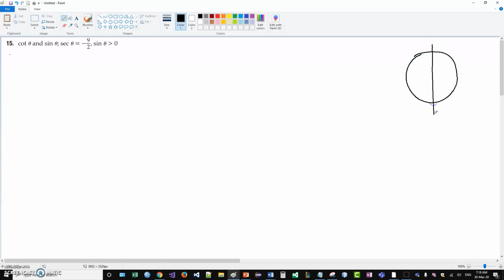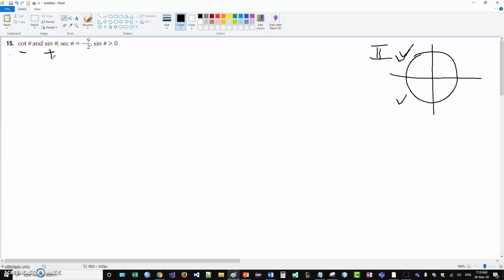we want to know which quadrant we're dealing with. Secant is negative, that means the cosine is negative. So it's either right here or right here. And since the sine is positive, it's definitely this quadrant. So quadrant number 2. Alright? So in quadrant number 2, the cotangent will be negative and the sine will be positive.